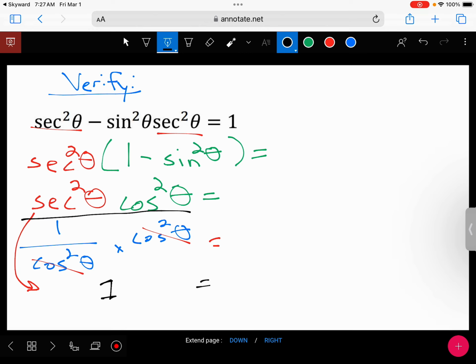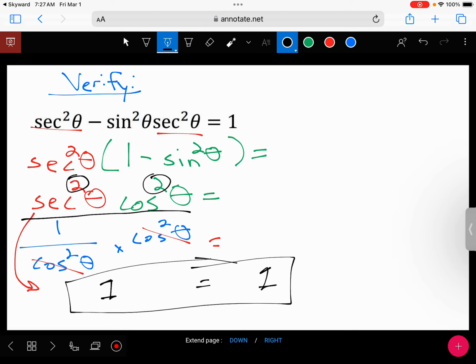All of the sister rules apply when there's an exponent as long as the exponents are the same. If we had secant squared times just normal cosine, it wouldn't apply. But since these exponents are the same, our normal sister rules apply. A sister times a sister, so secant times cosine, cosecant times sine, cotangent times tangent, they're going to cancel each other out to 1. So now we have 1 equals 1, and we are good. We have verified that equation.